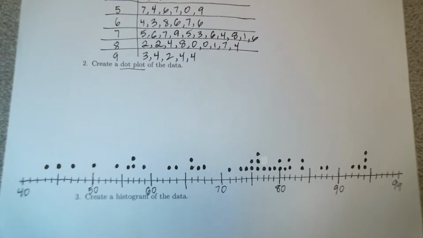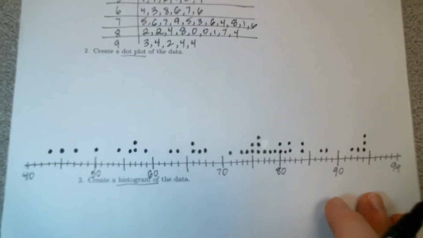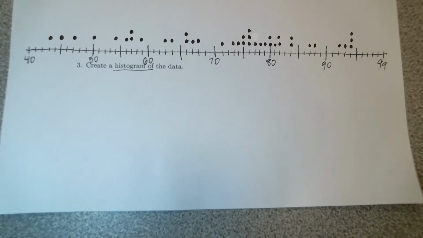So what I want to do now is create a histogram. A histogram is a lot like a dot plot, but instead of using dots, we're actually going to create a bar graph. And what I'm going to do to create this histogram is use a frequency distribution that we made for this data in a previous example. Let me grab that now.